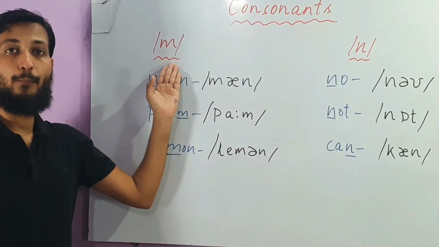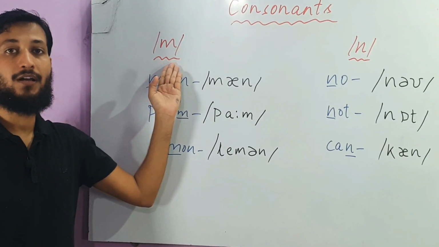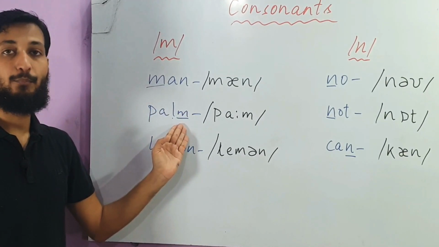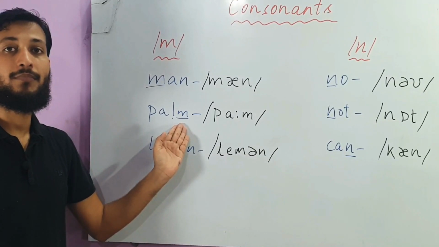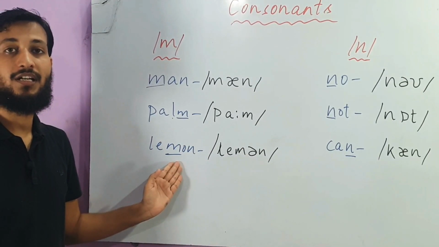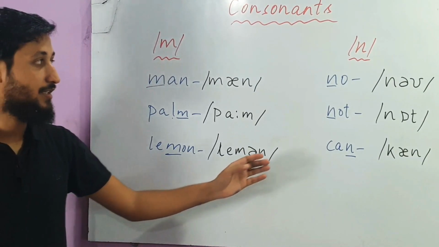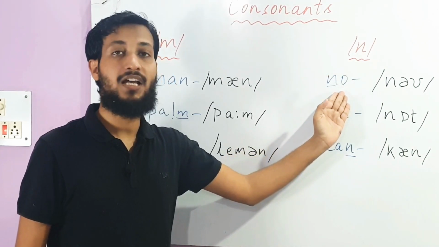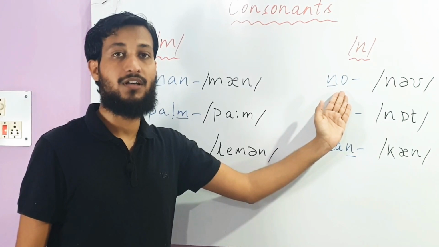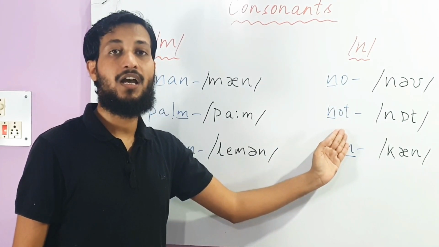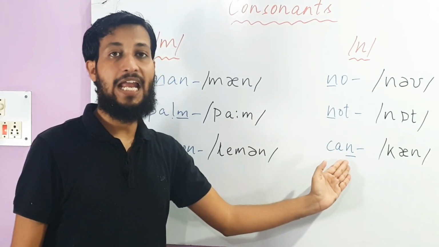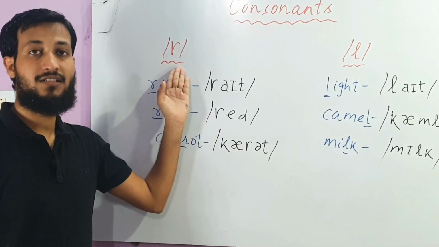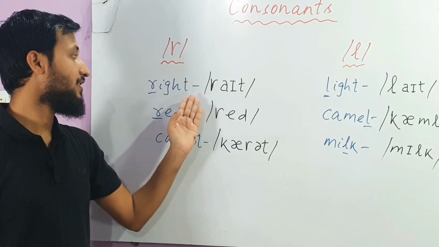The next two sounds are easy sounds. This one is m, as in man, palm, lemon. And this one is n, as in no, not, can.